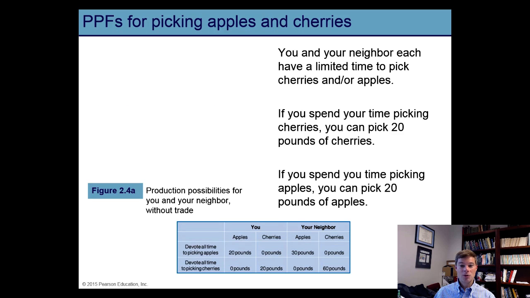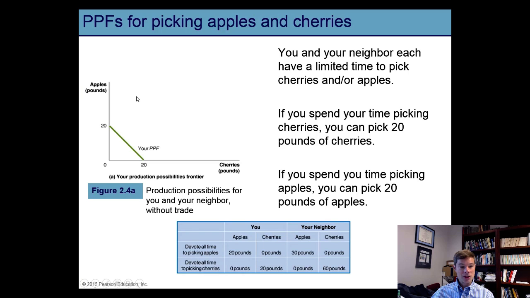On this slide, we're going to assume that you have the ability to either pick apples or pick cherries with your time. And this graph shows us your production possibilities frontier. For example, it appears that you have the ability to pick either 20 apples or 20 cherries with your time. But you don't have enough time to pick 20 of each.